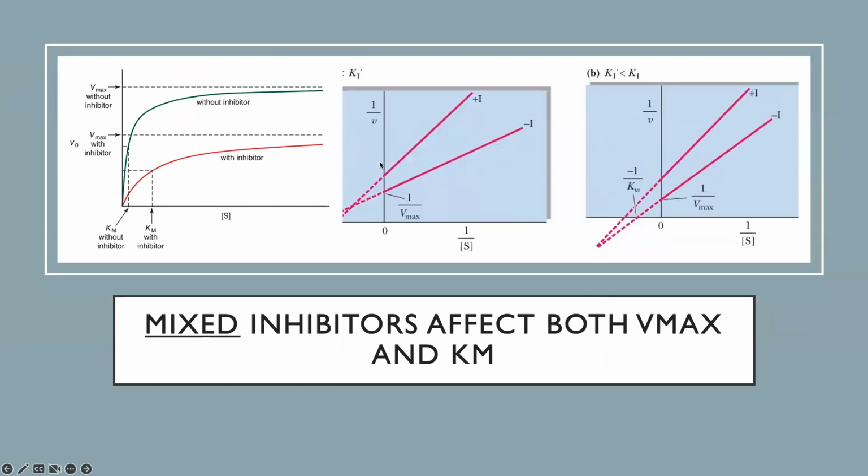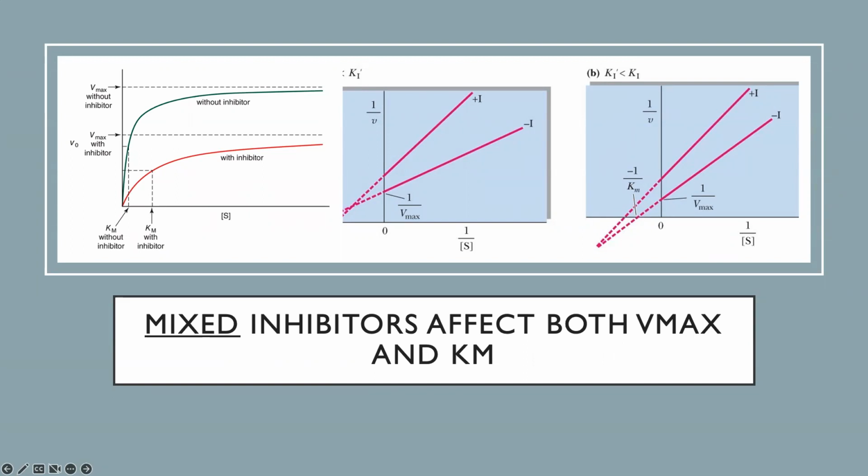Next, we can have mixed inhibitors. And mixed inhibitors are actually going to affect both Vmax and Km. And so it's rare for Km to not change. So pure non-competitive will be rare. You're probably either going to see an increase or a decrease.